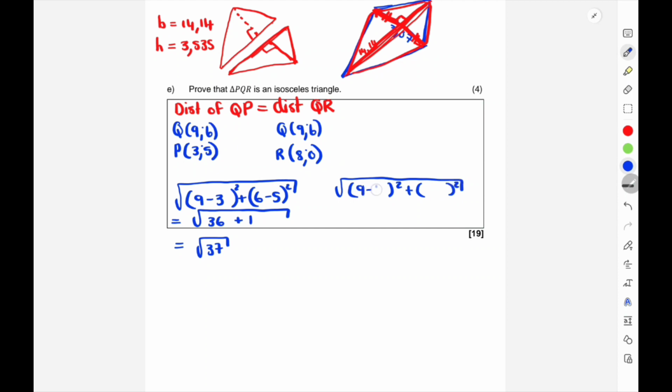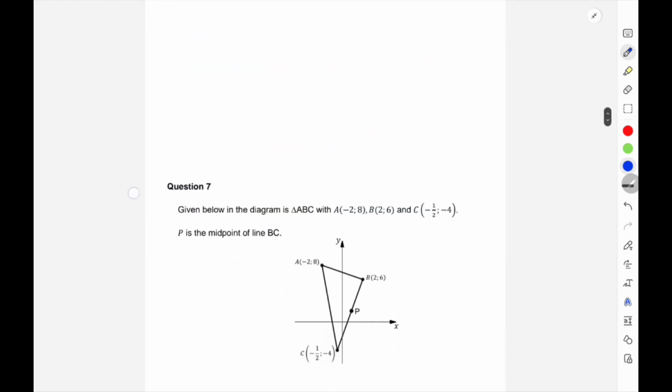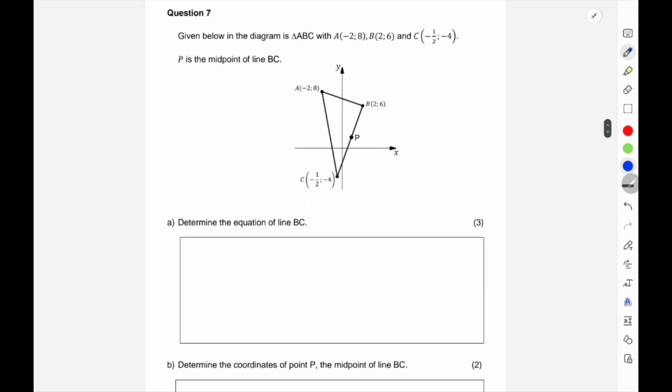The 2x value subtracted, and then the 2y value subtracted is equal to 1 squared, which is 1, and 6 squared is 36, which equals the square root of 37. So thus, QP is equal to QR. Okay, not so hard, hope not. All right, let's look at this question over here.